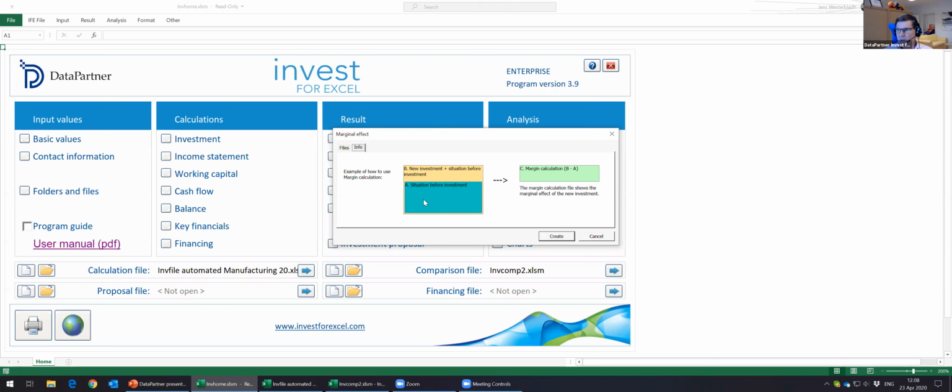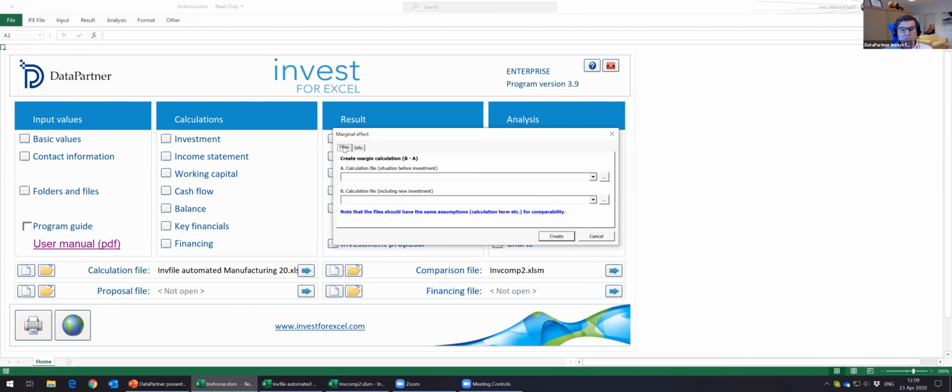Is that a profitable investment as such or not? So we have the V calculation, which is the production line with automation. And we want to see, is the automation in itself a profitable, marginal investment? So we will compare these two calculations, and Invest for X will automatically create a third calculation, which is the automatization of an existing production line.